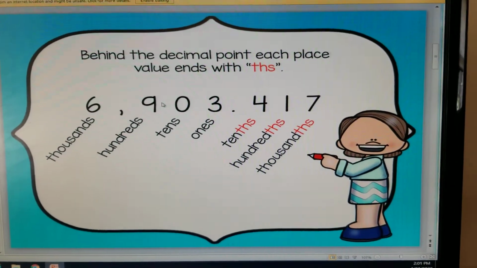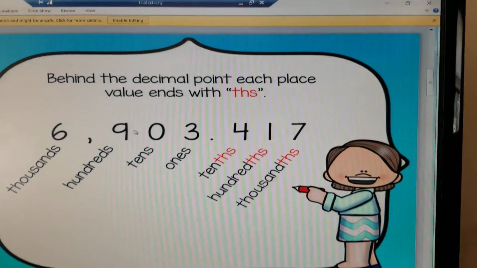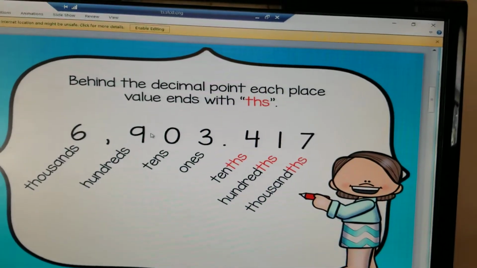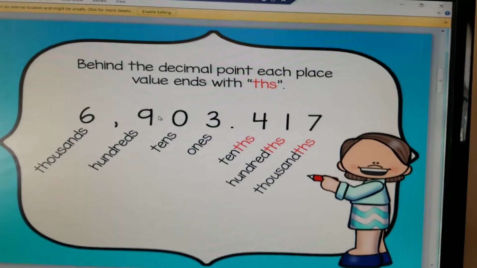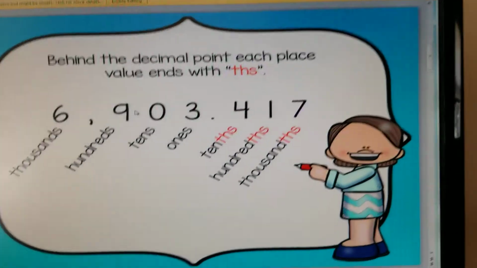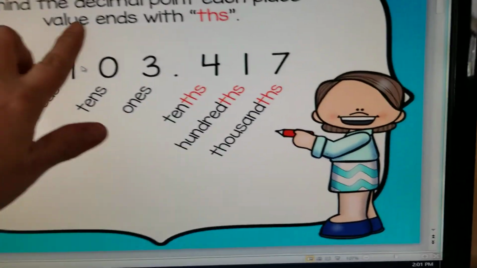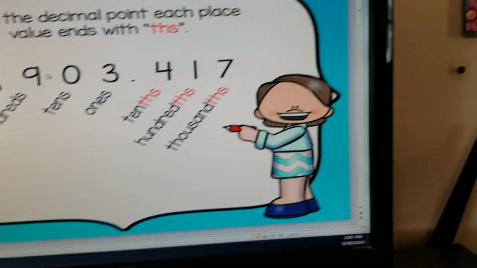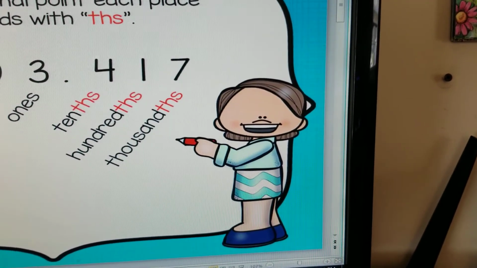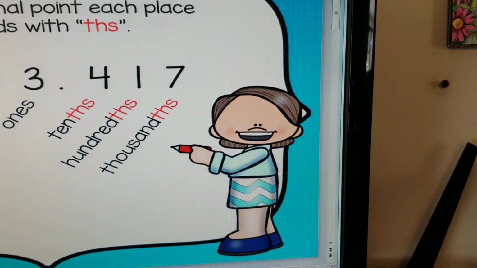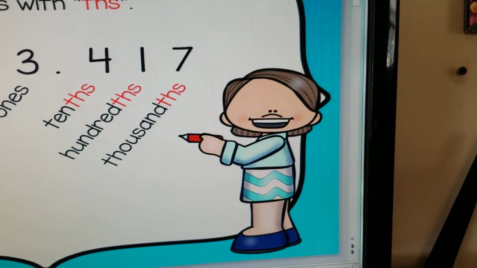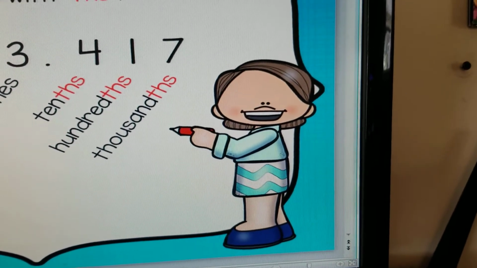Remember, the decimals after the decimal point have a "ths," so they're going to be thousandths, hundredths, tenths. When we read that decimal point, we say "and," and the numbers to the left are the whole numbers. So if I limited your view like this, it would be 3 and 417 thousandths. You're always going to say "and" in that middle part where the decimal point is.